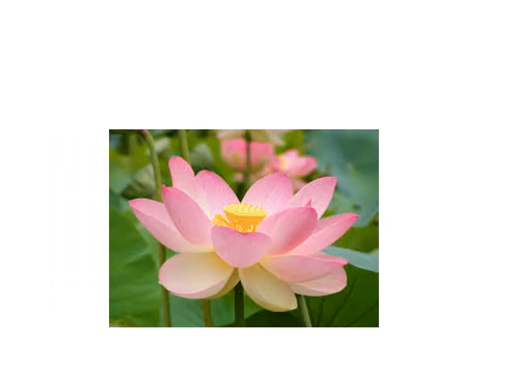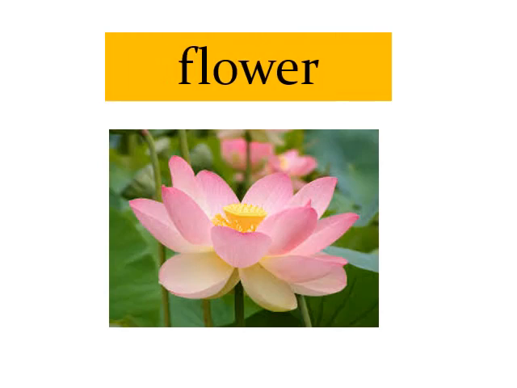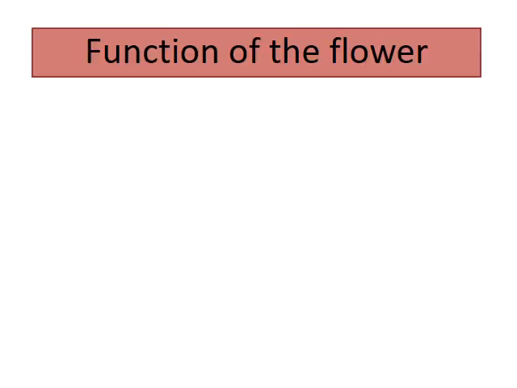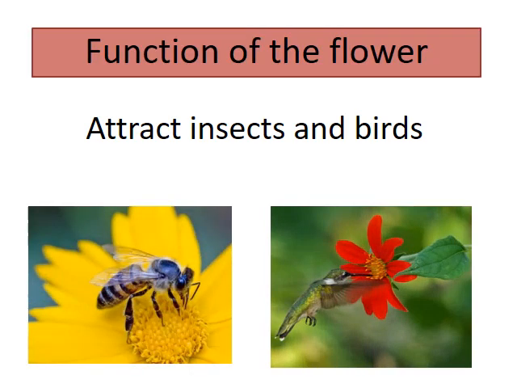So next is the most beautiful part of the plant, as I said, which is the flower. The flower actually is not only there in the plant just to beautify the plant. There is actually a reason why the flower is so colorful, and the scent of it is beautiful. So the function of the flower is actually to attract insects and birds. And how will that help the plant?